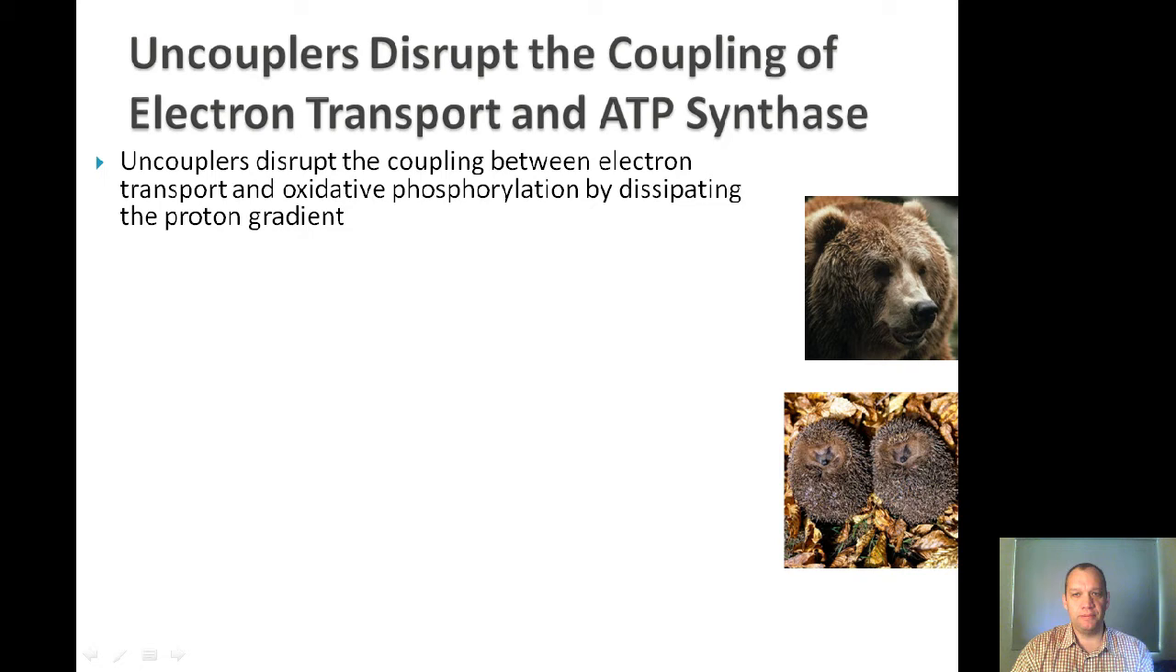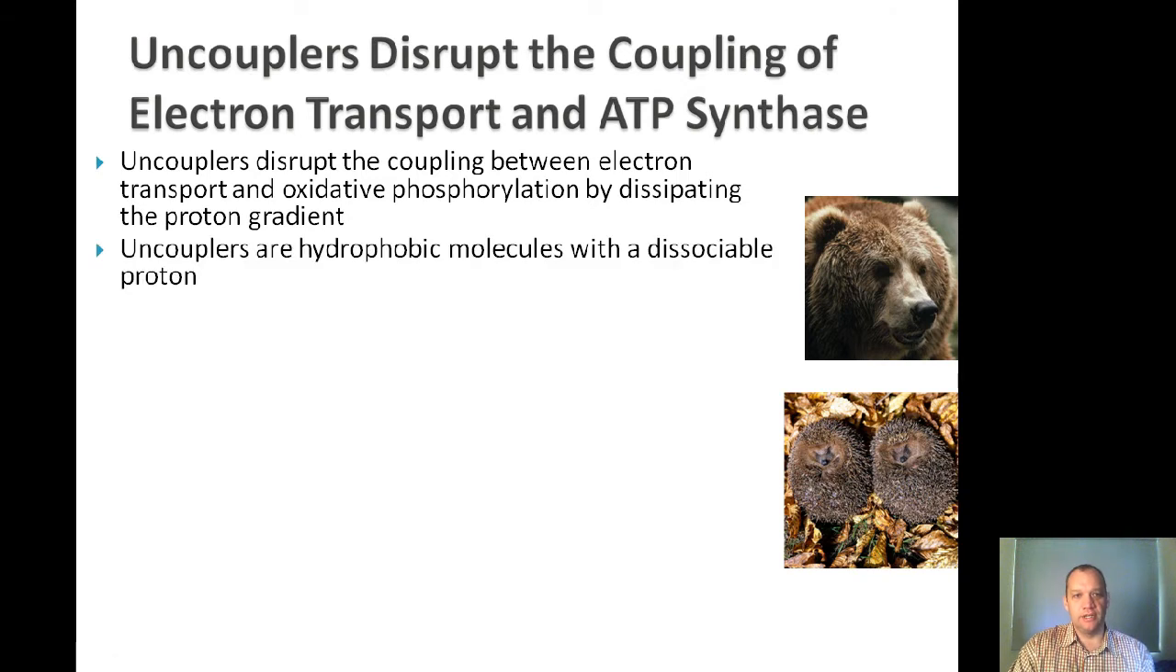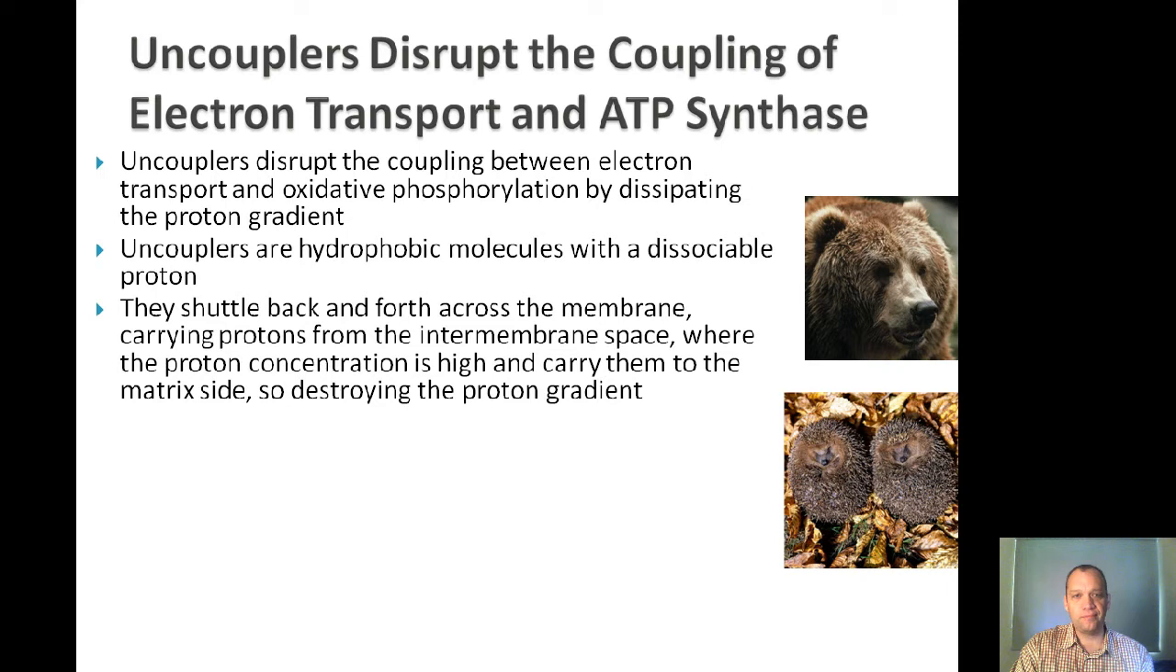The final class of inhibitors are called uncouplers. Now, uncouplers disrupt the coupling between the electron transport and the oxidative phosphorylation by dissipating the proton gradient. So uncouplers are hydrophobic molecules with a dissociable proton, and they shuttle back and forth across the membrane, carrying protons from the intermembrane space, where the proton concentration, of course, is high, and they carry them back to the matrix side, and so they destroy the proton gradient.